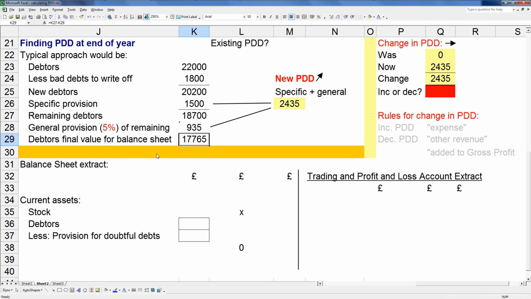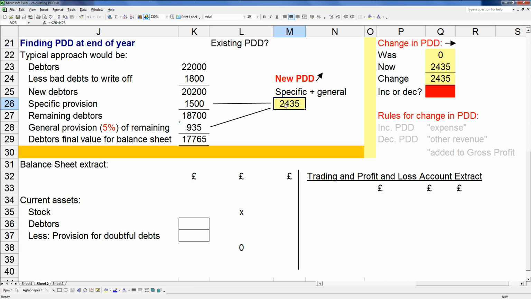We'll come onto the balance sheet in a moment with an extract with that value, but the most important thing is to look at this calculation. We've just calculated via this method specific provision and general provision. So we add them together to get new provision. So it's the combination of both. So new provision now is 2435.